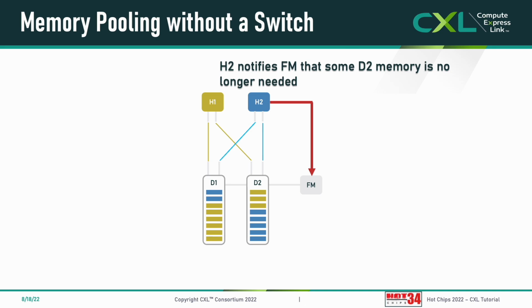Okay, now I'm going to give an example of a system where we have memory pooling without a switch. Prakash had that giant crossbar diagram. I simplified this down to just two hosts, and here you can see the Fabric Manager has an out-of-band connection to the devices. In many cases, it's SMBus, but it could be whatever the devices are supporting. The physical layer interface is not mandated by the CXL spec, similar to the previous examples. The host notifies the firmware that some memory is no longer needed.